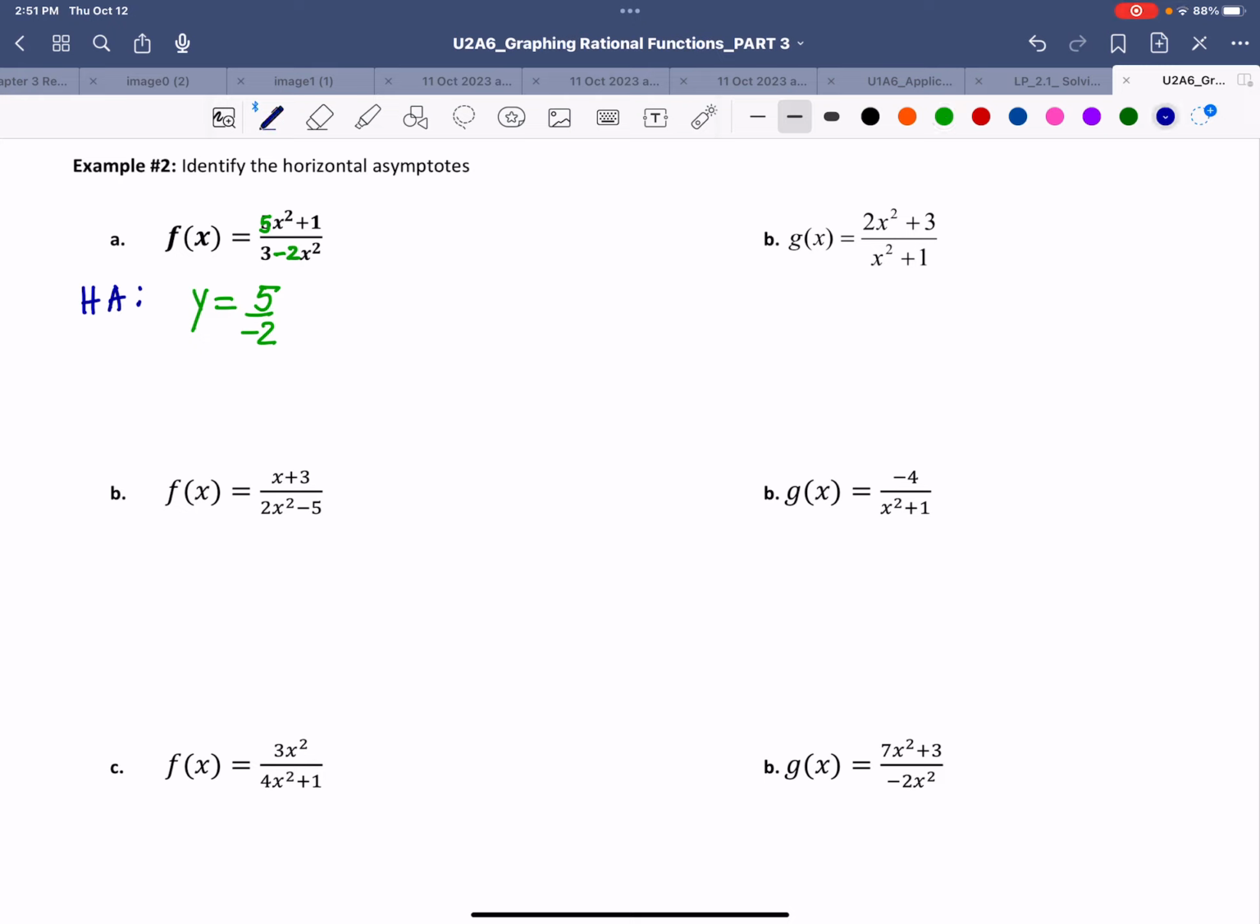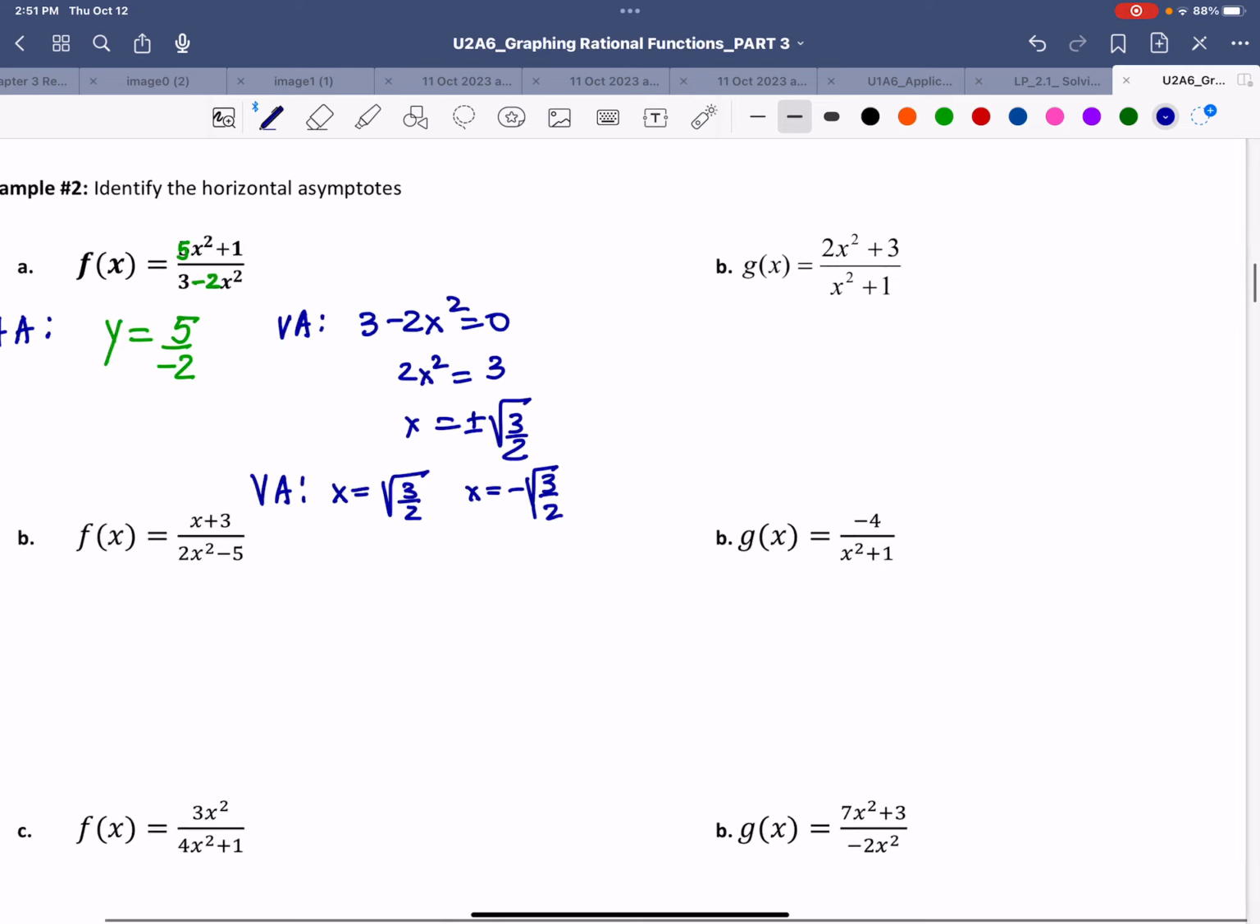We get the idea. So for the vertical asymptote, we're going to set the denominator equal to 0. So 3 minus 2x squared equals 0, which will make 2x squared equal to 3, and x equal to plus or minus the square root of 3 over 2. So therefore, we're going to say that there are two vertical asymptotes in this case. One is at root 3 over 2, and the other is at negative root of 3 over 2.